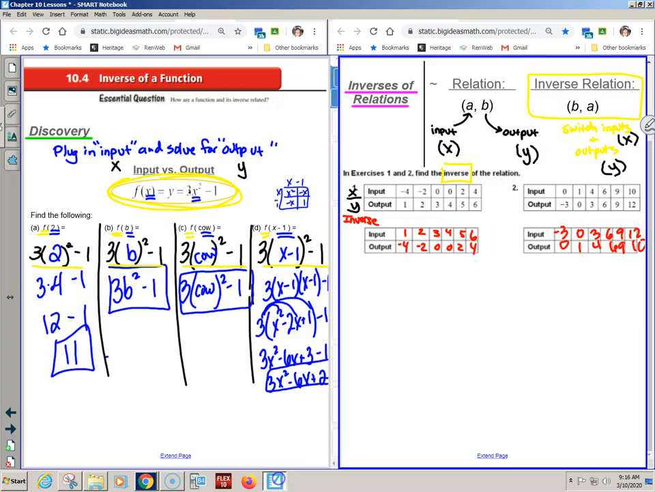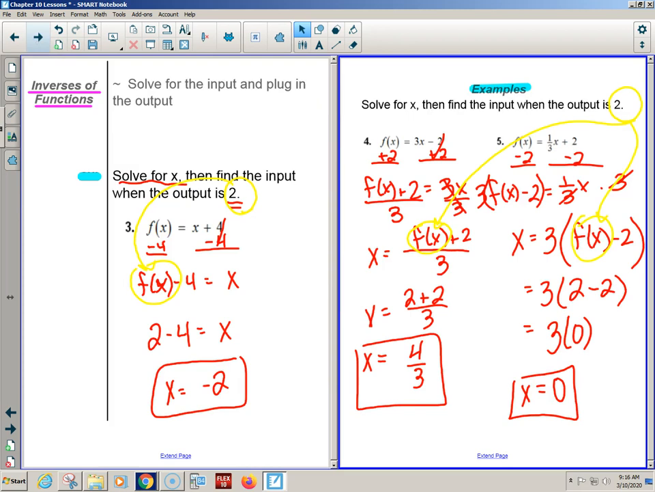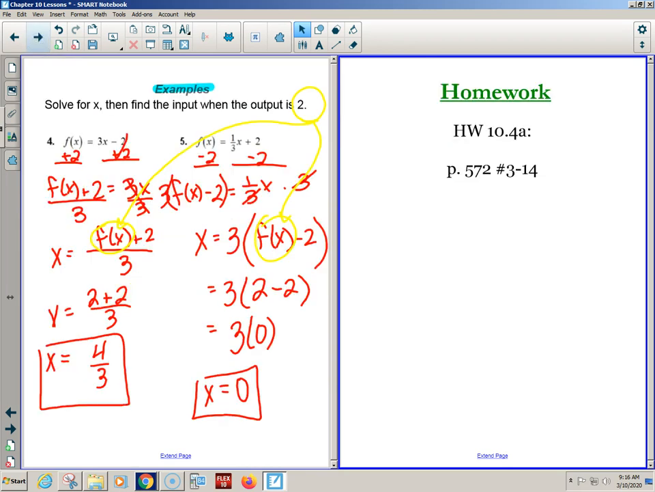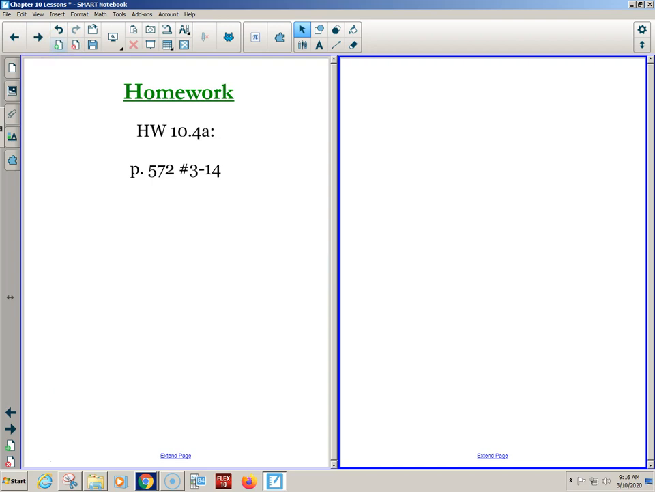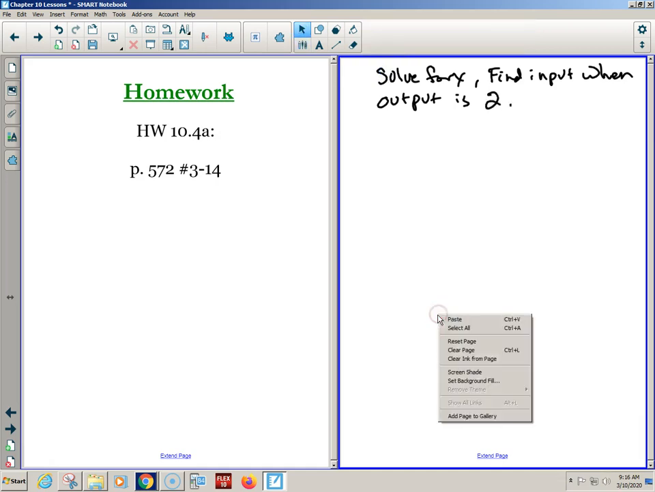Let me go ahead and just put it in our notes too. That way we have it in a nice clean spot. Remember, switching the inputs and outputs is how we started homework, but then we were supposed to just be solving for x and finding the input when the output is y. Two things to do. Oh, not y. I mean, the output is y, but they're telling us to plug in for that too. All right. Let's get those problems up here.